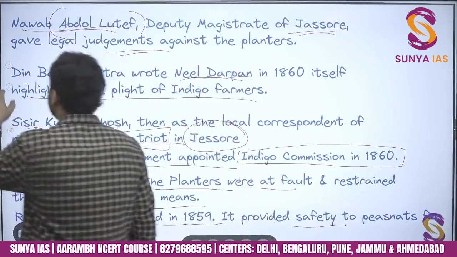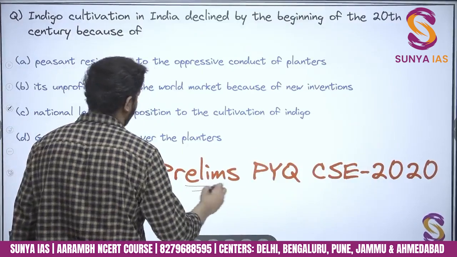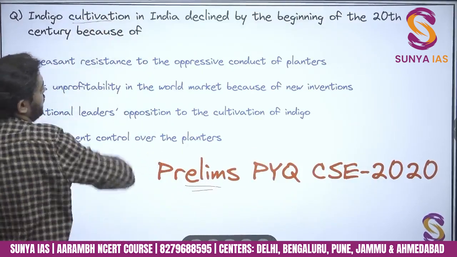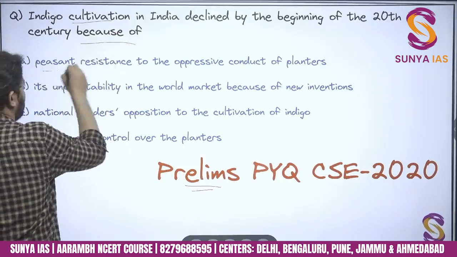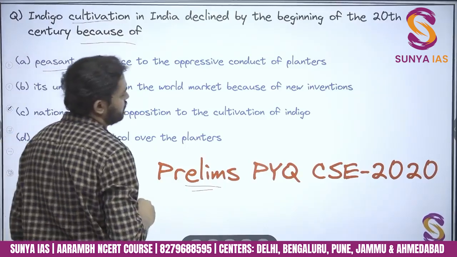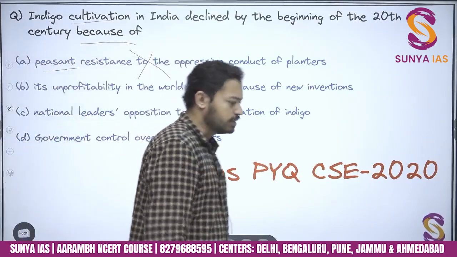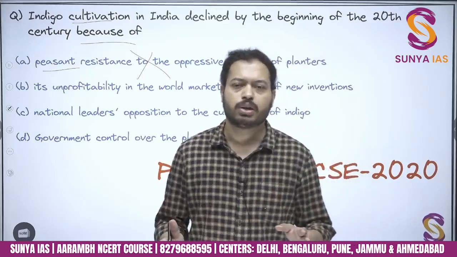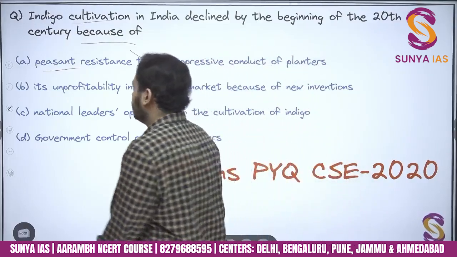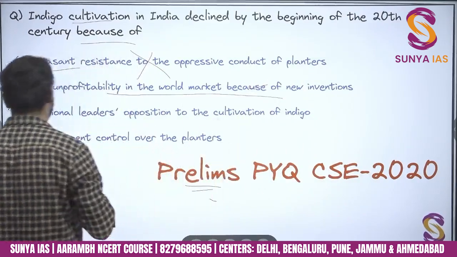Now let's move forward. Again, this question was asked in 2020, two years back. Indigo cultivation in India declined by the beginning of the 20th century because, first, peasants' resistance to the oppressive conduct of the planters. No, this is not the correct answer. Peasants resisted, action was taken, but that action was not affirmative. Okay, it became unprofitable in the world market because of the new inventions. This is the correct point.